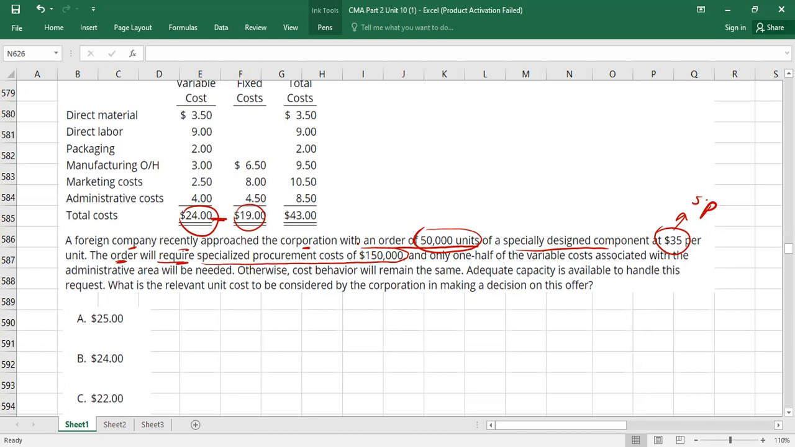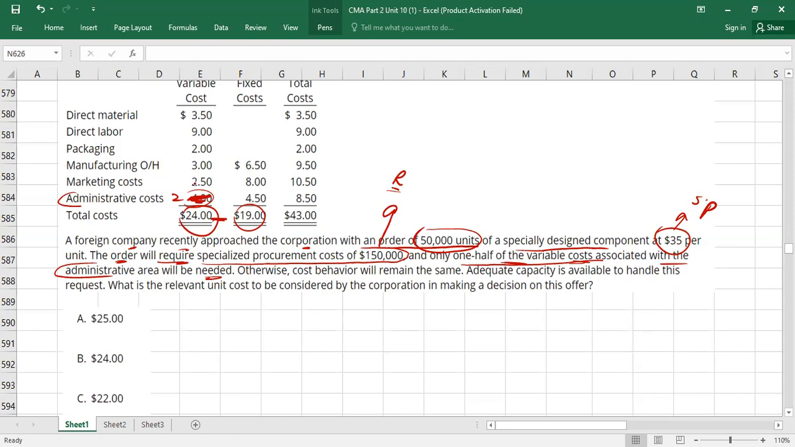Specialized, okay. So it means this 150,000 is arising due to this specific order, so it is going to be relevant. Only one half of the variable cost associated with the administration area will be needed. Look, there is an administration variable cost here, 4. If the administration variable cost was 4, only one half is required. Due to this order, 2 will be there. Half is cut, so we remove 2.